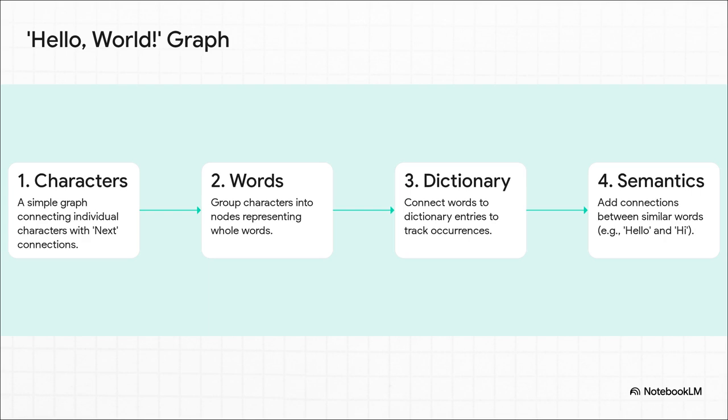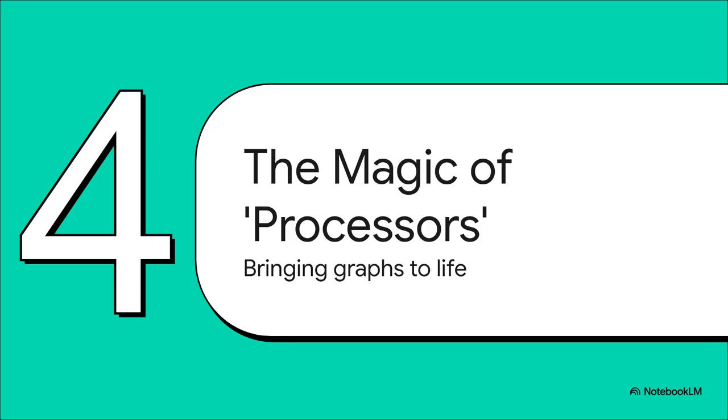Then maybe another layer, a dictionary, that connects those words to definitions and counts how many times they appear. And why stop there? We can add a semantic layer that connects hello to similar words like hi. And just like that, you've built this rich, multi-layered, and super meaningful data structure. Okay, so we've got our data all structured up in this nice graph of nodes and connections.